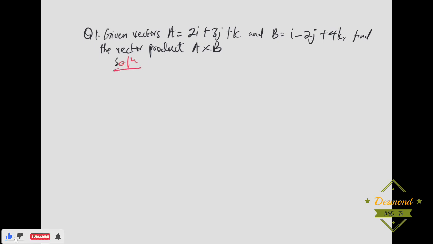The first step that we need to do is to write down our determinant. So with the determinant, we have A times B equal to, we have our i here, j, then k. Then we have 2, 3, 1, 1, negative 2, 4. Now this is our determinant.